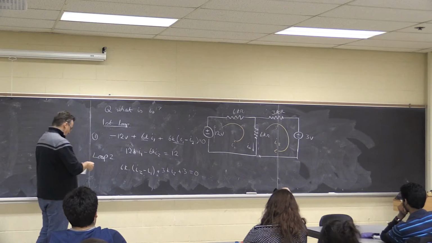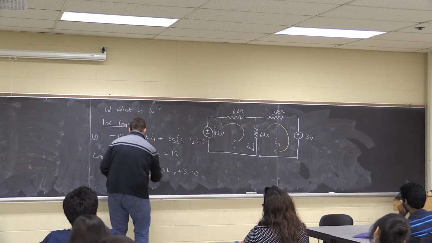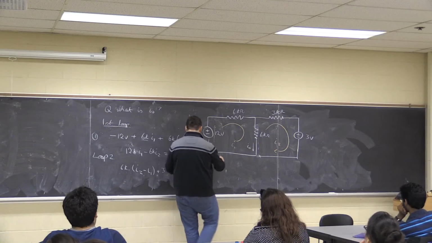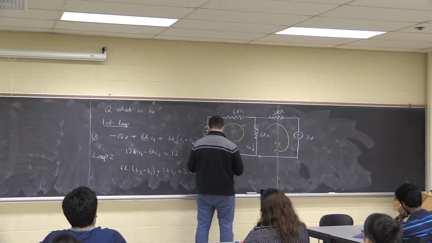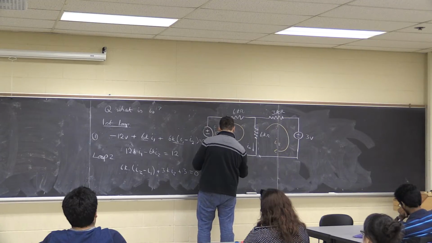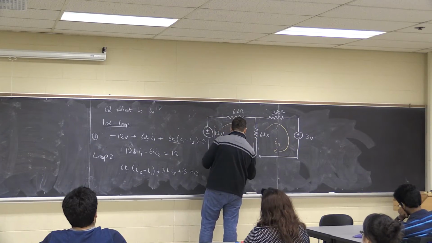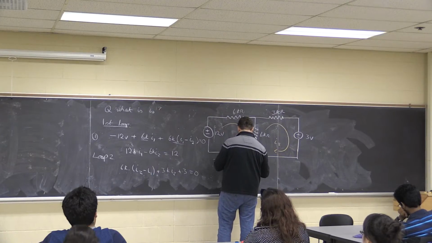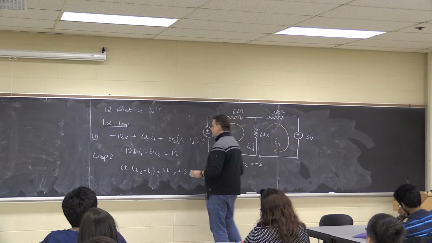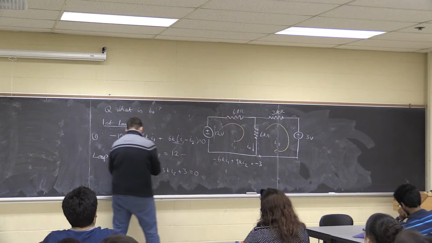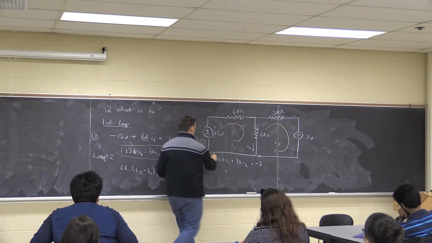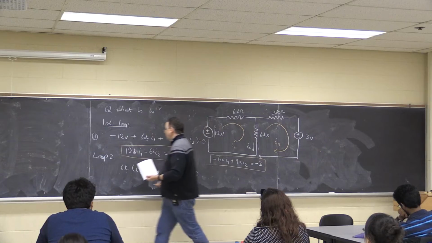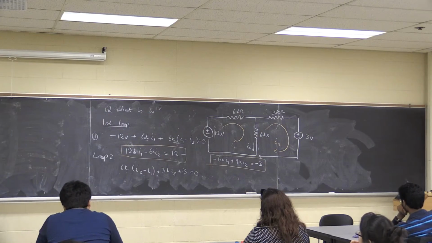Okay, so if I write that down, I get, let's go over here so it's not so close to the bottom, minus 6 kilo ohms I1 plus 9 kilo ohms I2 equals minus 3. So I've got two equations that relate I1 and I2 together. Two equations, two unknowns. You can solve those.